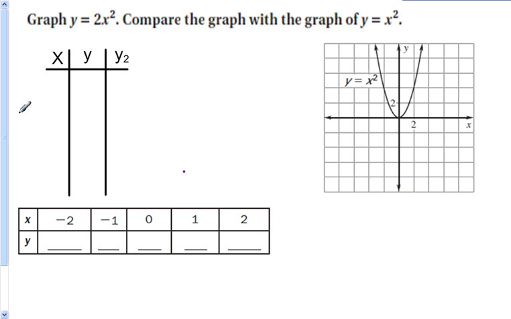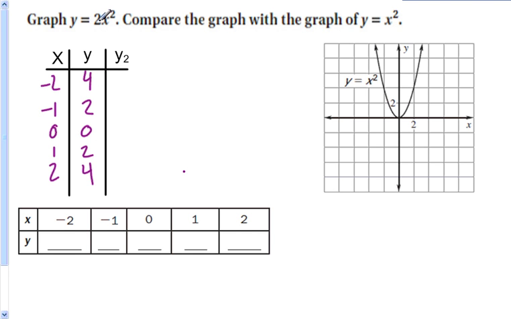So the parent function goes through -2, -1, 0, 1, and 2. We'll use these numbers for x. And then at -2, the graph is at 4. At -1, we're at 1. At 0, we're at 0. At 1, we're at 1. And then at 2, we're at 4. So this table right here represents our parent function.